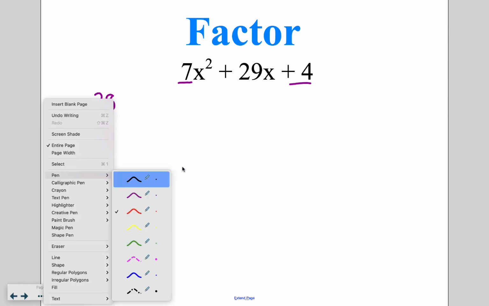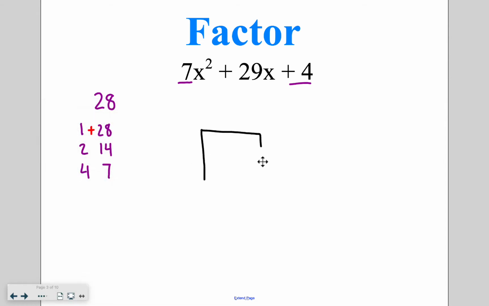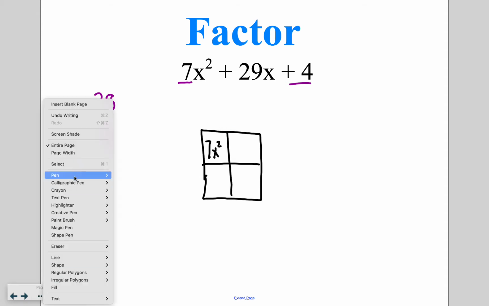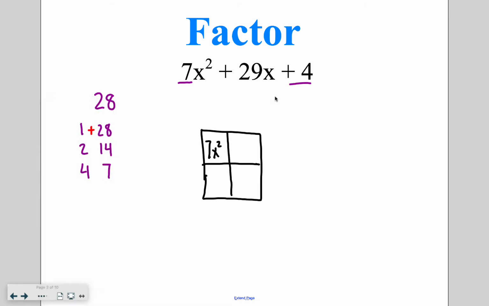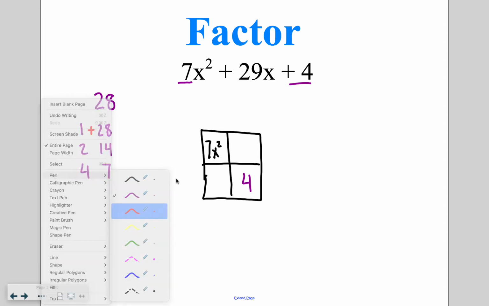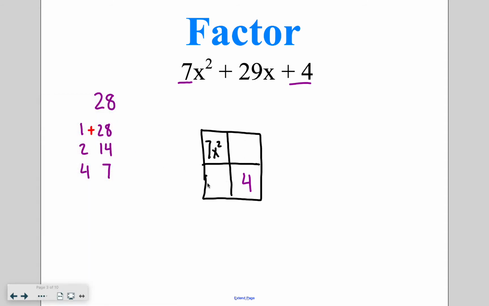So I'm going to go ahead and jump to that box again now. Our leading term, our 7x squared, is still going to go in that first position. And then our 4, the last term, is still going to go in that back box. Into the middle two boxes, so these leftovers, I have a 1x and I have a 28x. We, again, could flip-flop between those.